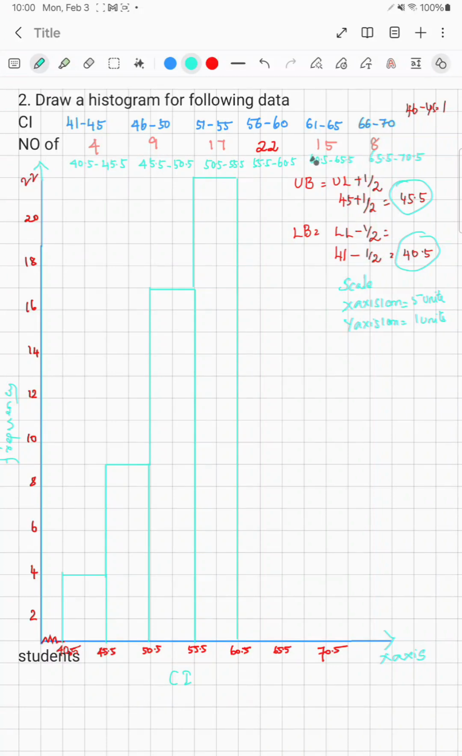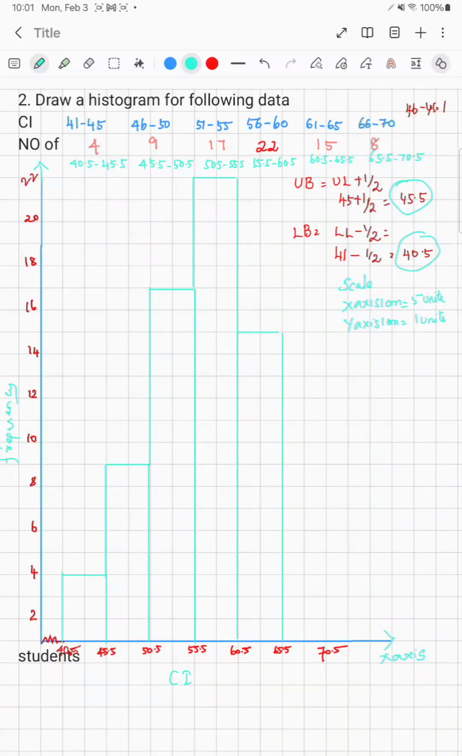Next one is 60.5 to 65.5. It is 15. Okay, so 15 is very near here. I will draw a line from here first because it's nearer. Now from 65.5 draw a line slowly, it should be a straight line. Close the interval gap. Okay, this one is not working for me, I'll make it clear. Okay, this is the one.